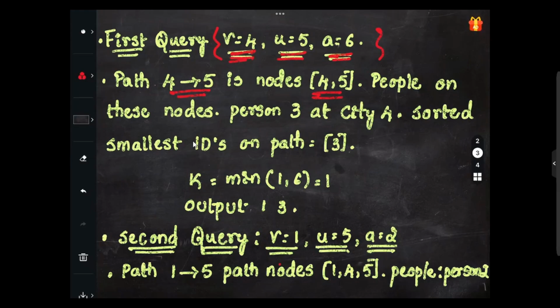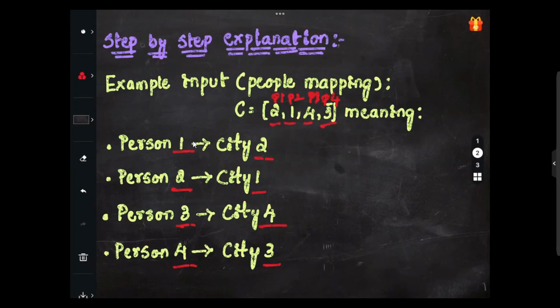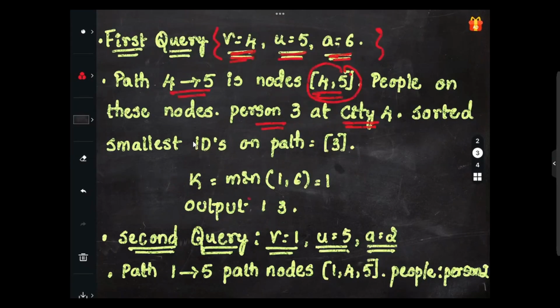People on these nodes 4 and 5, I'm speaking of, right? The path we have got is nodes 4 comma 5. People on these nodes, nothing but person 3 at the city 4, right? So this 4 and 5 we are considering actually. Person 3 at the city 4. So the sorted smallest ID on the path is 3 actually. Yeah, person 3 on the city 4. The sorted smallest ID on the path is nothing but 3, right?